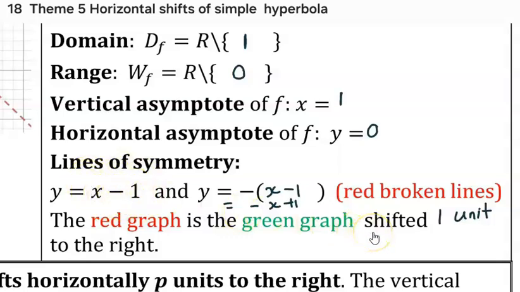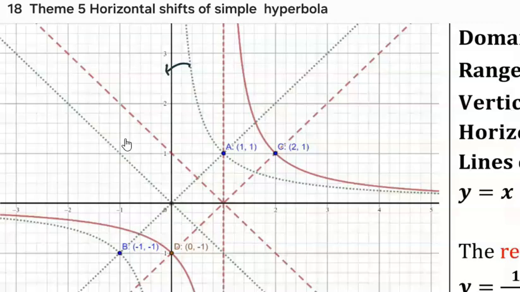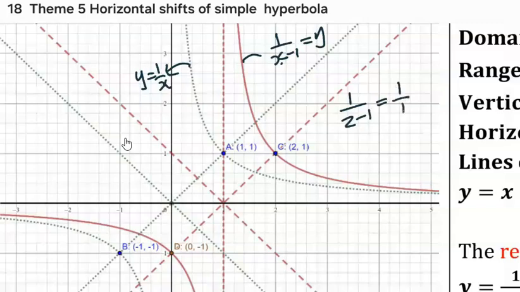Remember, we have k over x minus p, and this p causes the horizontal shifts. So it's 1 unit because in this case p is equal to 1. So let's look at the graph. This is now y equal to 1 over x, and this is my graph 1 over x minus 1. If I look at x equal to 2 and plug it in there, 1 over 2 minus 1, I will get 1 over 1, which is equal to 1, which was the value there. So that value shifted 1 unit to the right.